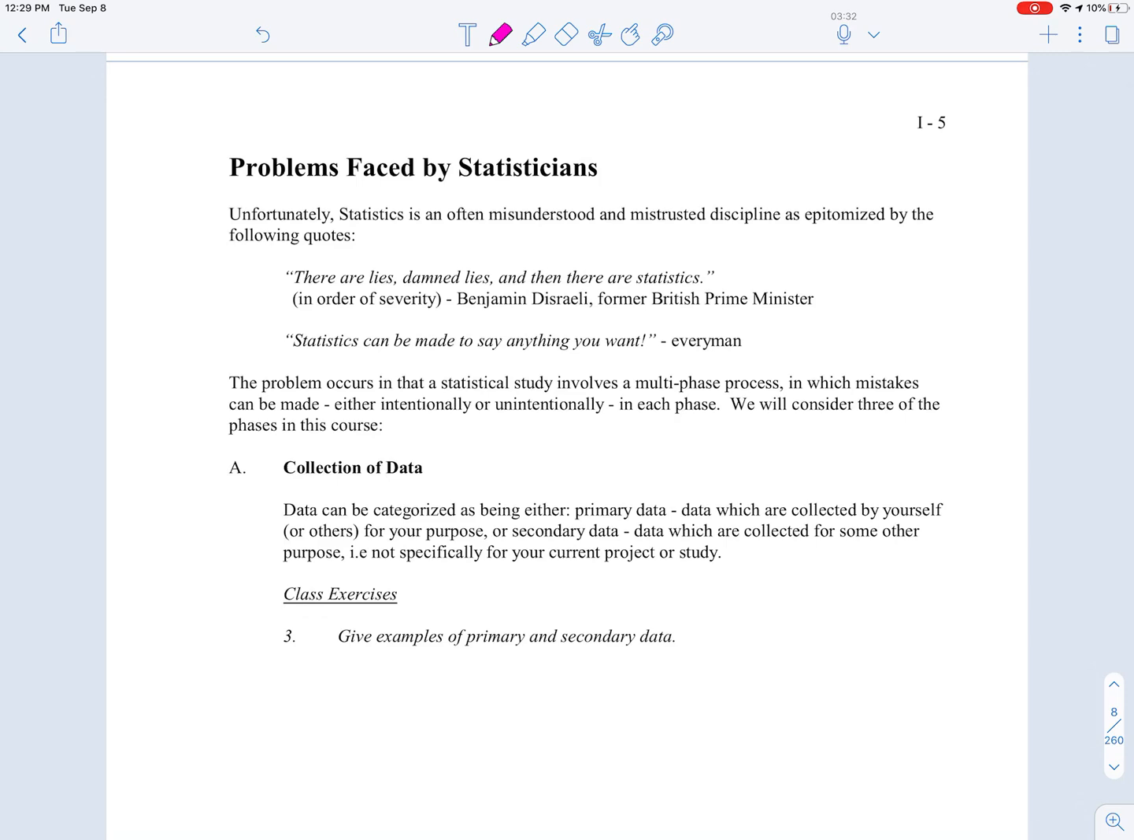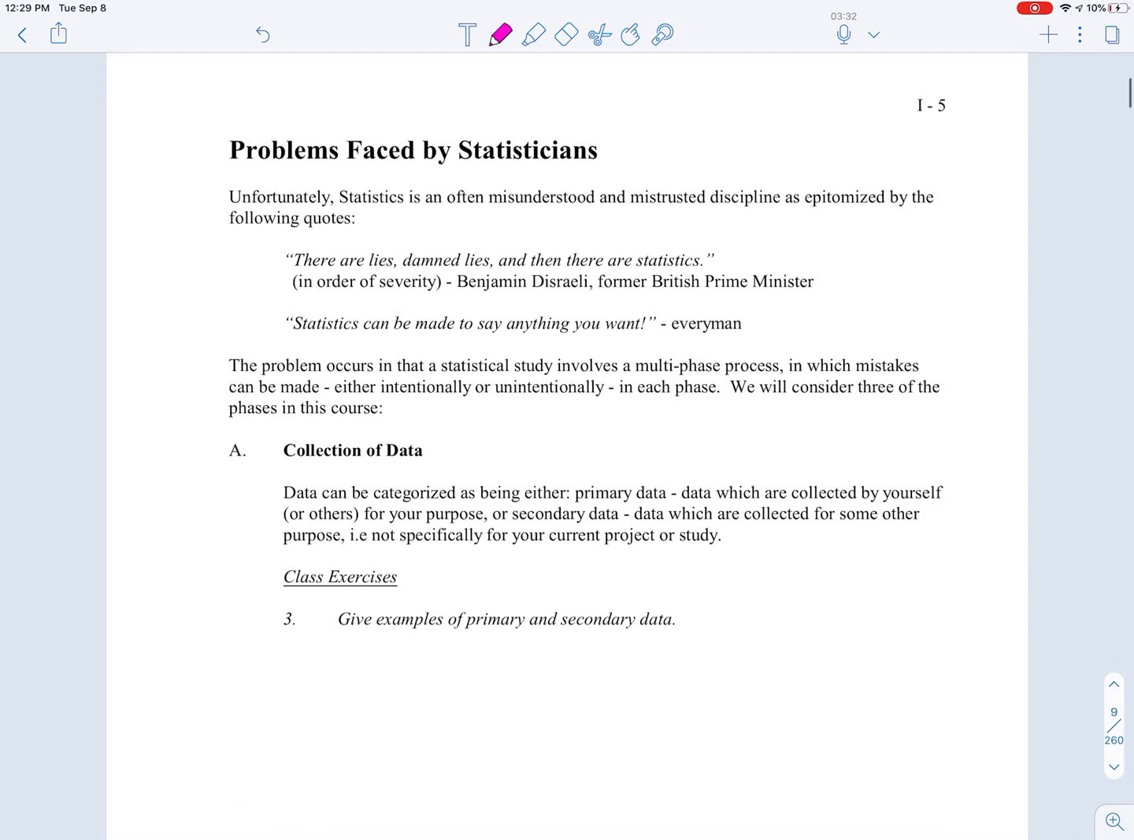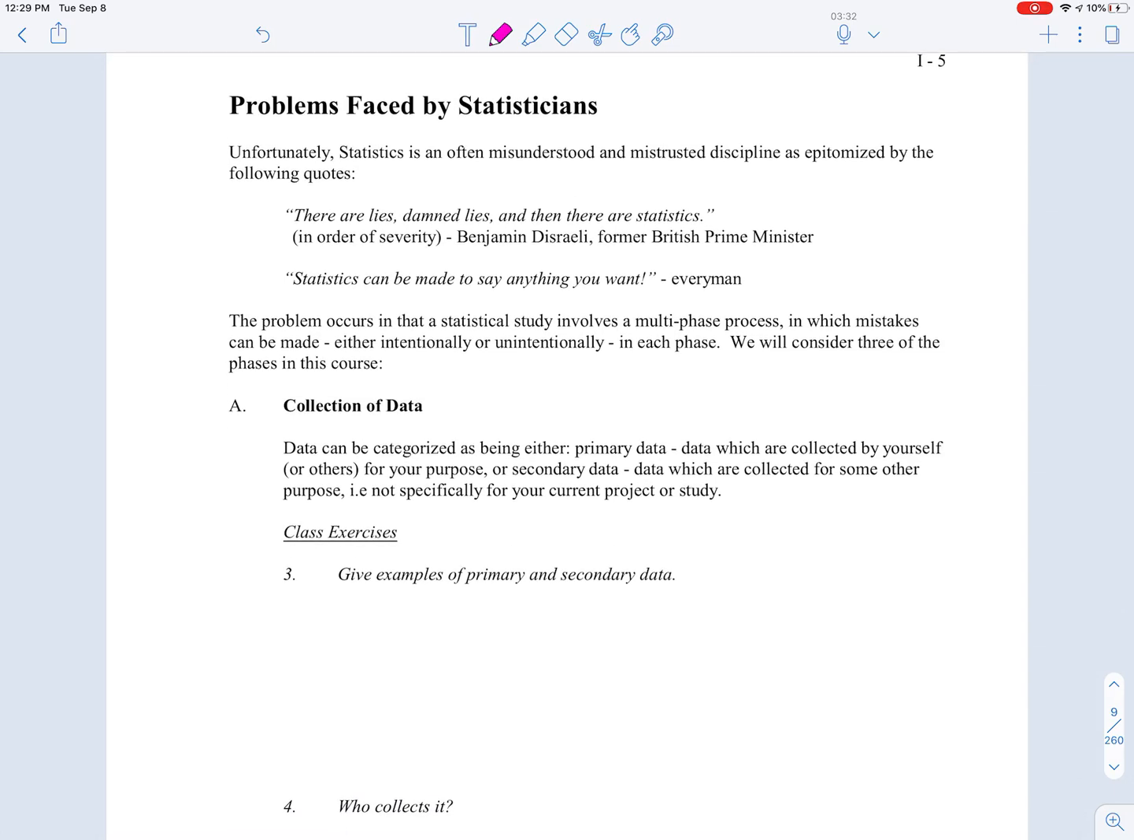Page I-5, problems faced by statistics. We're going to take a look first at the statement that there are lies, there's damned lies, and then there's statistics, in order of severity. Other people tend to say, well, you can make stats say anything that you want. So a lot of people have suspicions about statistics and don't think much of them. Our hope is that we get you more comfortable with statistics, but also to become critical consumers of statistics. And we'll look at that at the end of this unit.